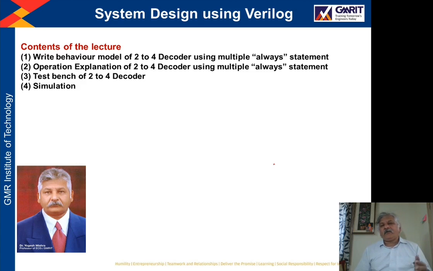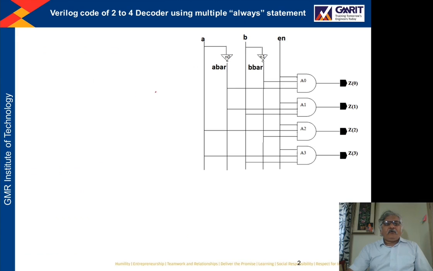Already we have written this 2 to 4 decoder behavioral model by using a single always block, but in this example I will use multiple always blocks to write the Verilog module. So now, the Verilog code of a 2 to 4 decoder using multiple always statements, or multiple always blocks.